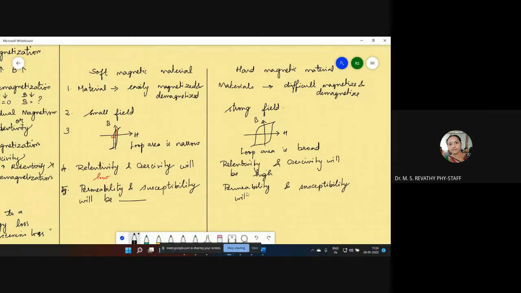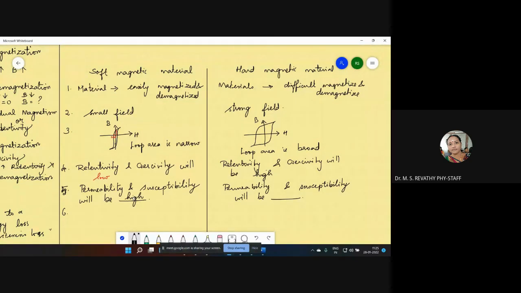Tell me what to write here, high or low. Ma'am, high in case of soft magnetic material. So permeability and susceptibility value is good. High in the case of soft magnetic material because they are so thin and they can easily permit the lines of force to pass through. And the materials also easily get magnetized in the case of soft magnetic material.